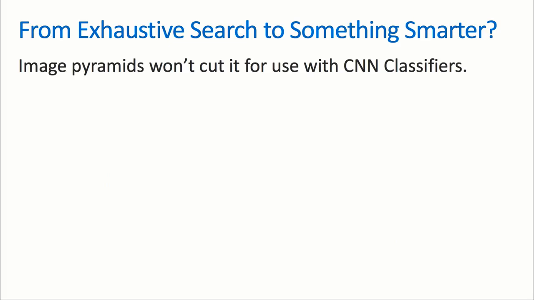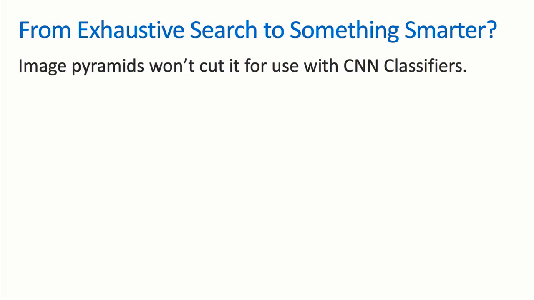CNNs, of course, are multiple layers deep and consist of millions of weights, compared to less than 4,000 for our HogSVM pedestrian detector, for example. Therefore, the image pyramid approach was just not practical for CNNs. It was never going to work.